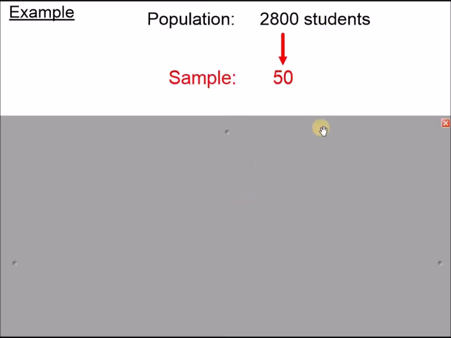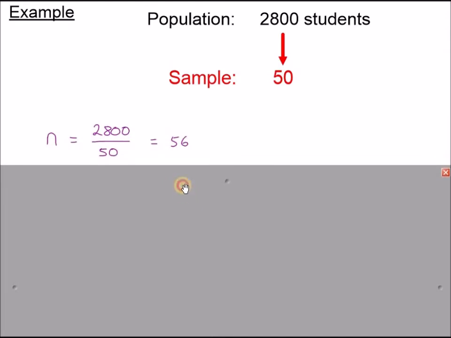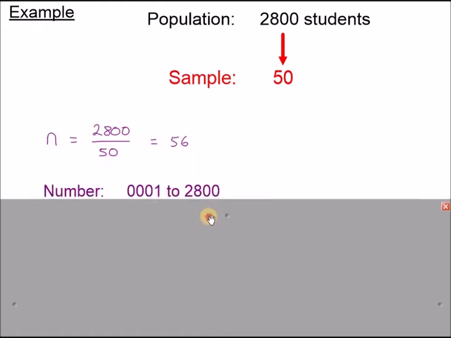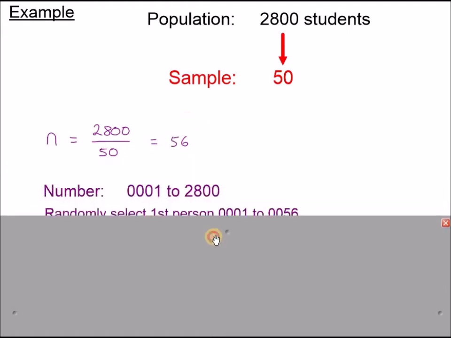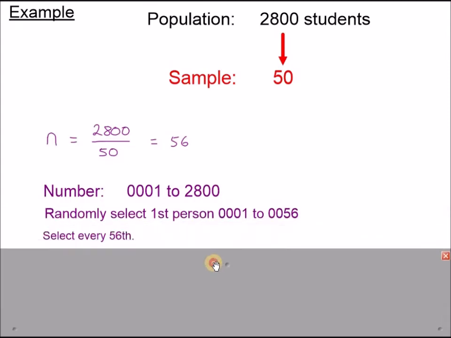An example, 2,800 students, we need a sample of 50. So I've done the population divided by the sample size. It gives me 56. That's a key value that we need to use. So I've numbered my population. I randomly select the first person in the interval 1 to 56. And then I select every 56th person thereafter.